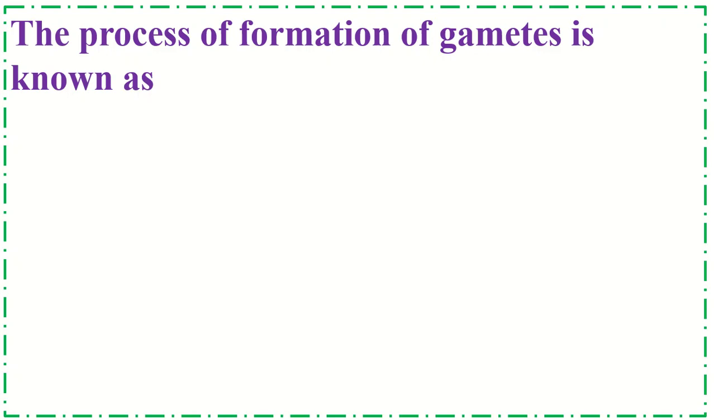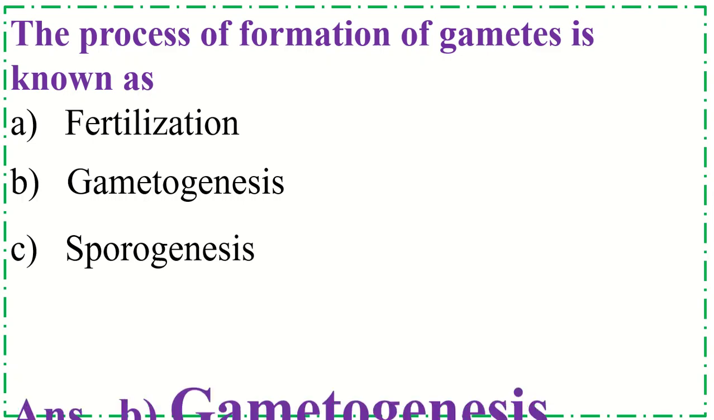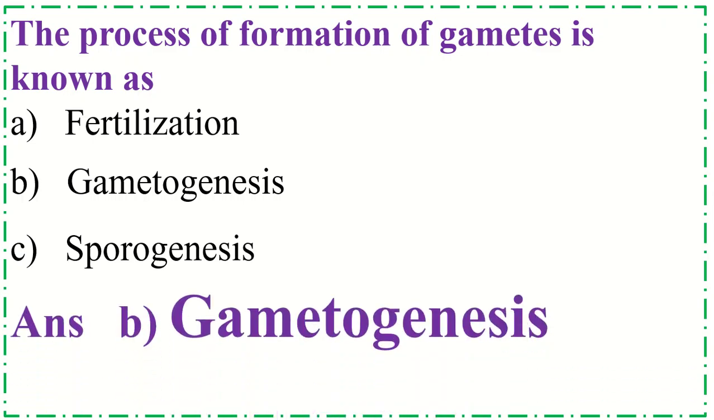The process of formation of gametes is known as: option A, fertilization. B, gametogenesis. C, sporogenesis. Correct option is B, gametogenesis.